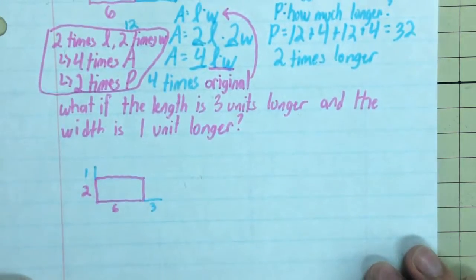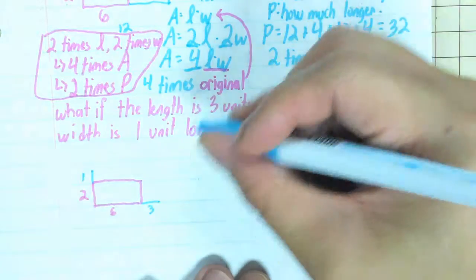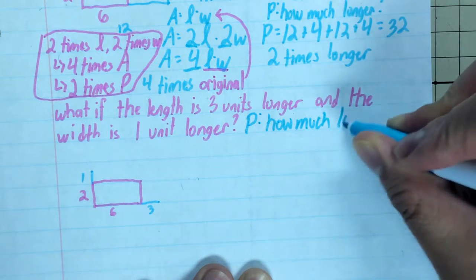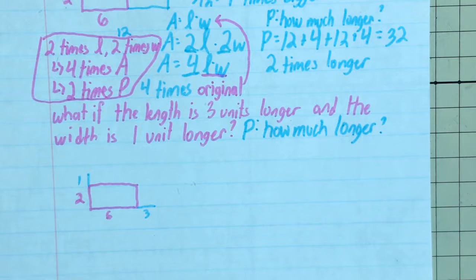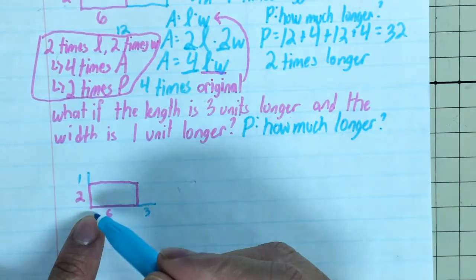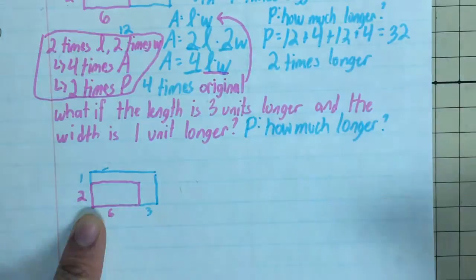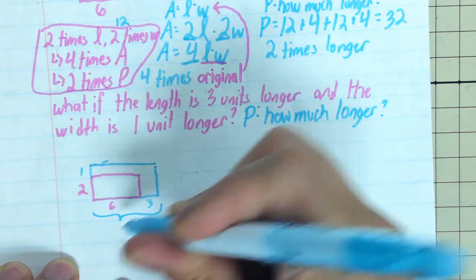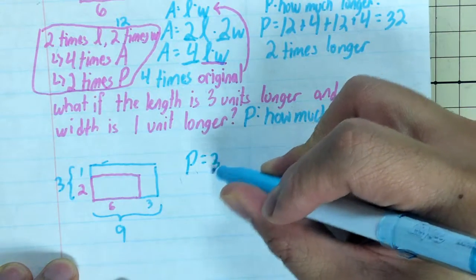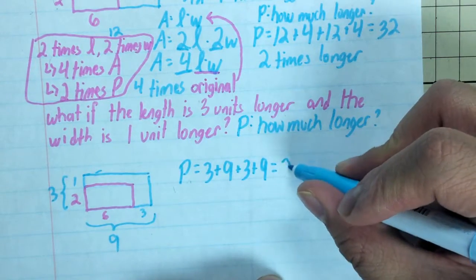Alright, last question. What if the length is 3 units longer and the width is 1 unit longer? How much longer is my new perimeter? So my perimeter, how much longer? So let's take a look at this. Here's my original 6. I made the length 3 units longer. My original width is 2. I made it 1 unit longer. So now we can look at this rectangle, my new rectangle, which means this whole bottom side is 9, this whole left side is 3. So we can calculate perimeter equals 3 plus 9 plus 3 plus 9 equals 24.